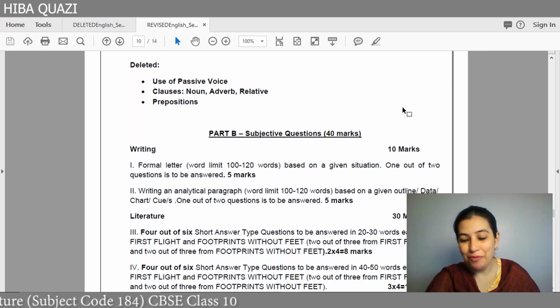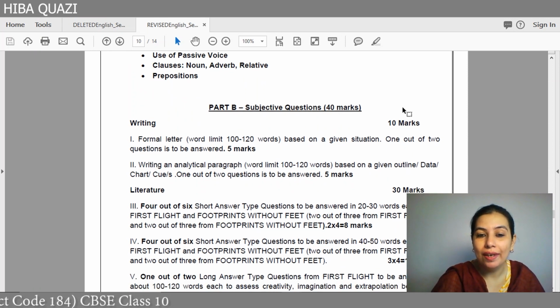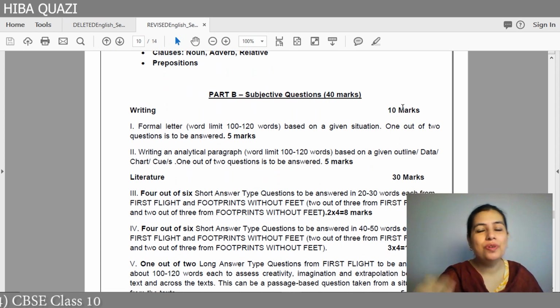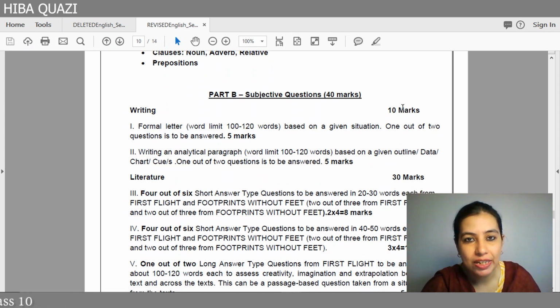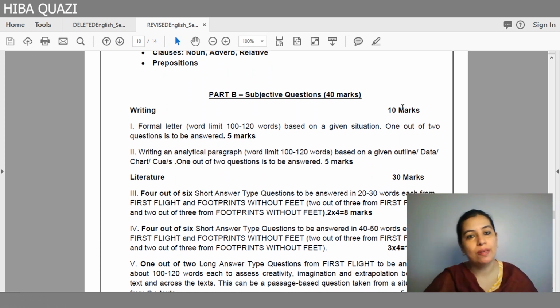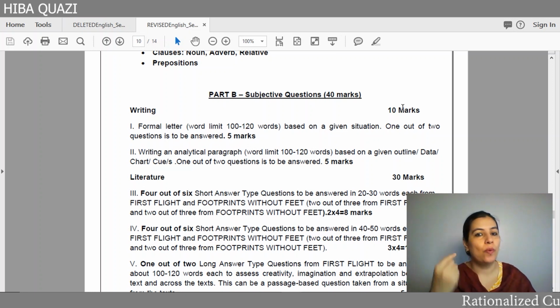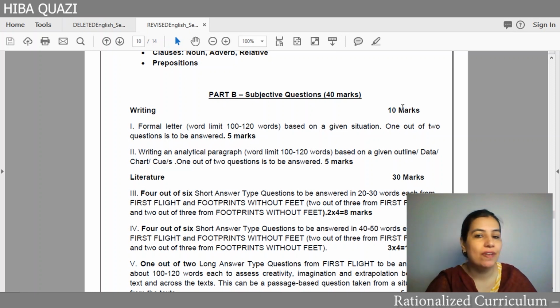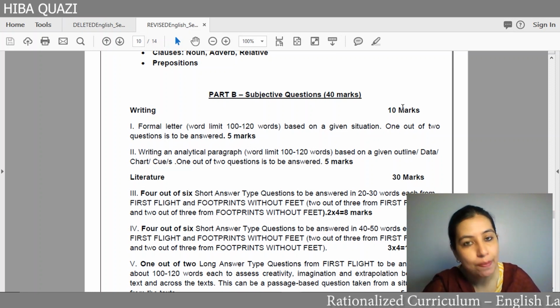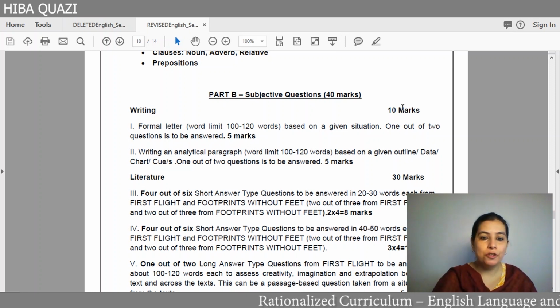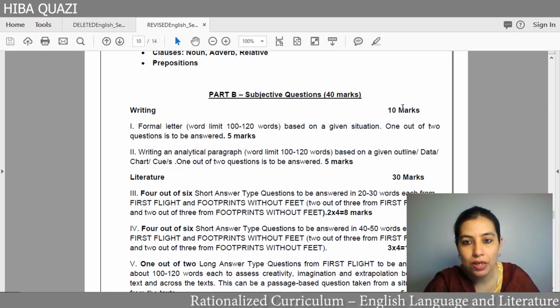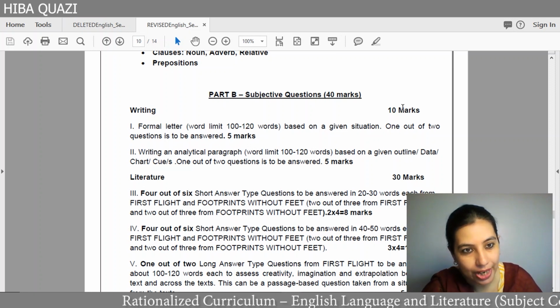Now, finally, we are moving to the next part, part B, subjective questions. So, part A, as I told you, they have divided parts according to objective and subjective questions. Part A was totally objective. We had MCQs, we had 1 mark questions, and they were very short answer type questions. We move on to part B, which is a subjective question part carrying 40 marks altogether.